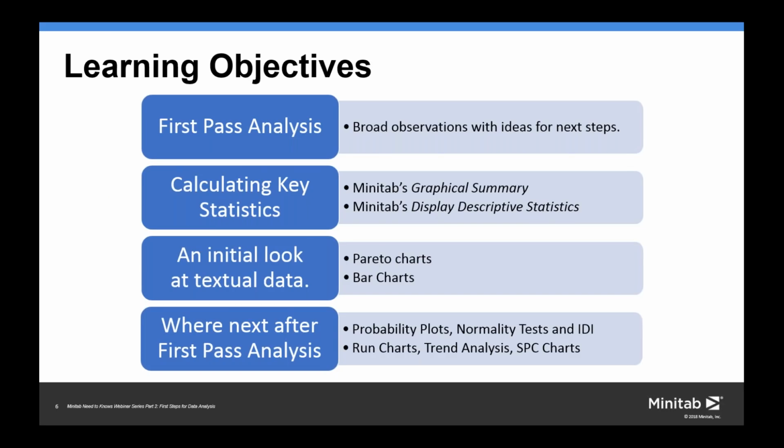So first of all, we're going to cover first pass analysis, all about making broad observations of your data with ideas for next steps. Then we're going to look at calculating key statistics, and we're going to look at Minitab's graphical summary and display descriptive statistics. Then we're going to look at how you can take an initial look at textual data, including using Pareto charts and bar charts and pie charts.